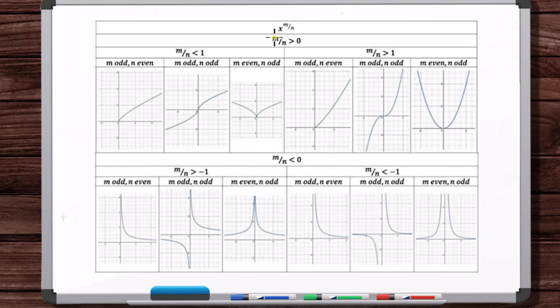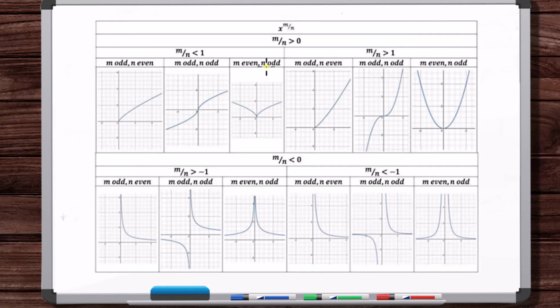Okay, now you could have x to a fractional exponent, and you could break this down for when the fractional exponent is greater than 0 and when the fractional exponent is less than 0. And then you could break it down further. So if m over n is greater than 0, then m over n could be less than 1 or it could be greater than 1. So like, for example, x to the 3/4 is this, or x to the 7/5 is this. And then you could break it down further where for m over n less than 1, m is odd, n is even, m is odd, n is odd, m is even, n is odd.